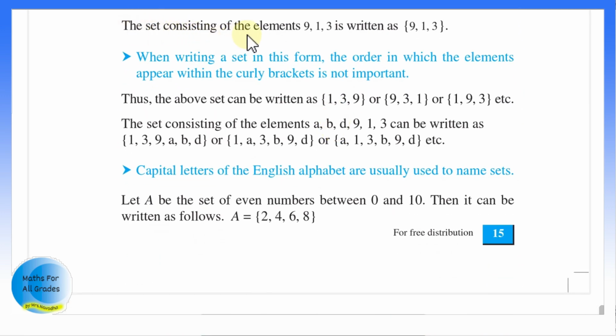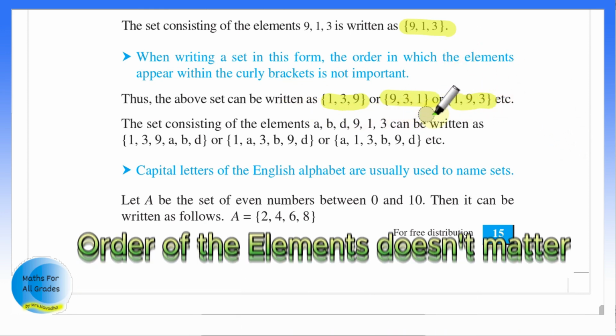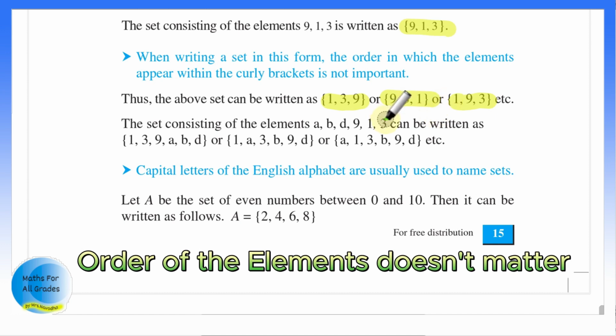The set consisting of the elements 9, 1, 3 is written as the set of 9, 1, 3. Yes, we know this is the set of the elements 9, 1, 3 and also the same set can be written as the set of 1, 3, 9 or the set of 9, 3, 1 or the set of 1, 9, 3. So you may see the difference in the appearance because the order of the elements is different from one another. But these all four sets are the same. So what you have to learn here is that the order of the elements doesn't matter.